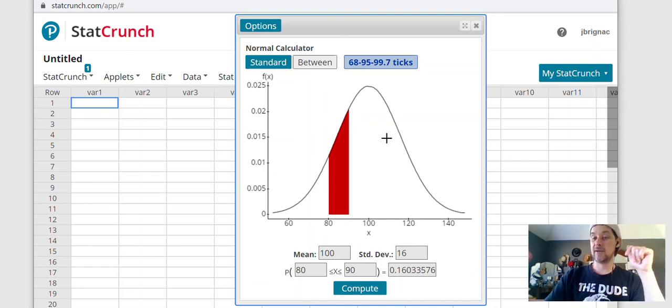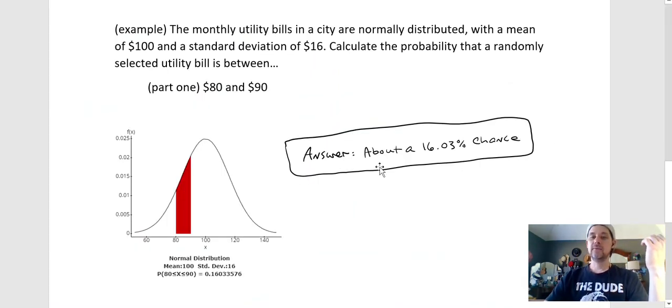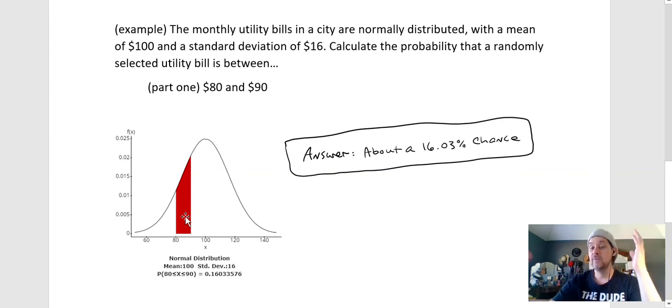That's the graph that you just saw in my document. But I had to select the normal distribution calculator, and I had to put the mean and the standard deviation in for whatever they're supposed to be. So there's your answer. See that number right there? The area here is 0.1603. Areas are equivalent to probabilities. So the odds of a randomly selected person's utility bill being between $80 and $90, with that decimal being the area, convert 0.1603 to a percent: a 16.03% chance.